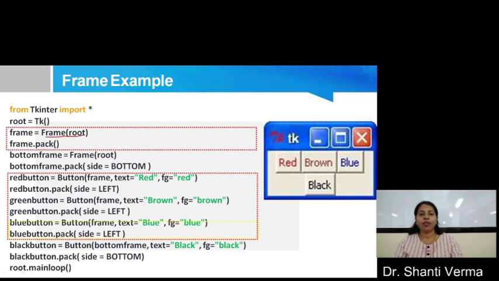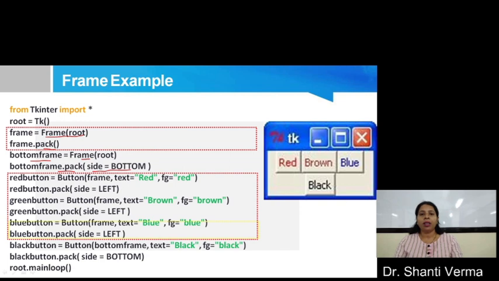Then you have to pack this frame, then you have to declare another frame whose name is bottom frame, and then pack this bottom frame. For packing this bottom frame you have to give the dimension, that is side equals to bottom, otherwise it will place this bottom frame centrally.